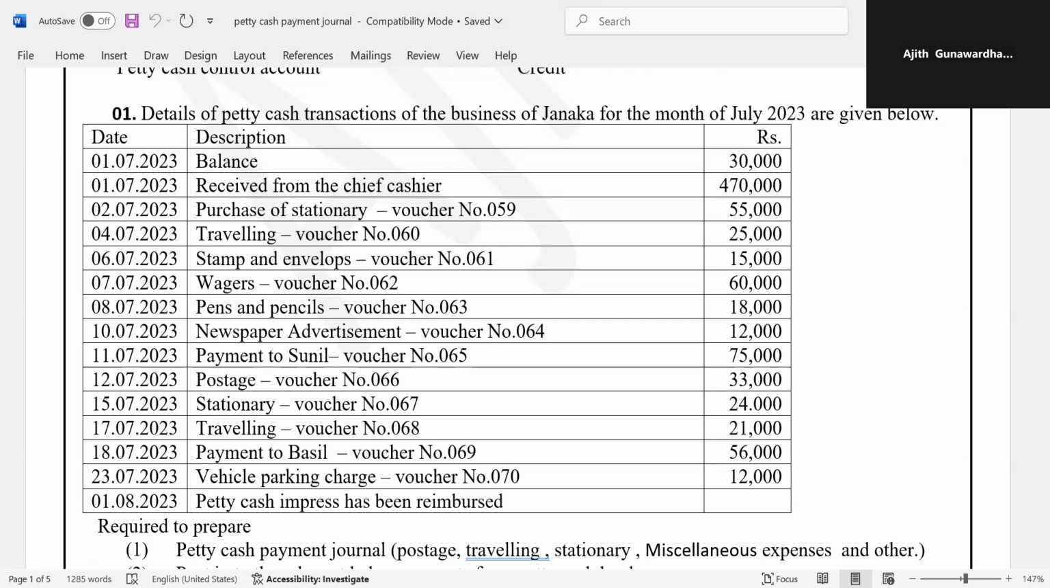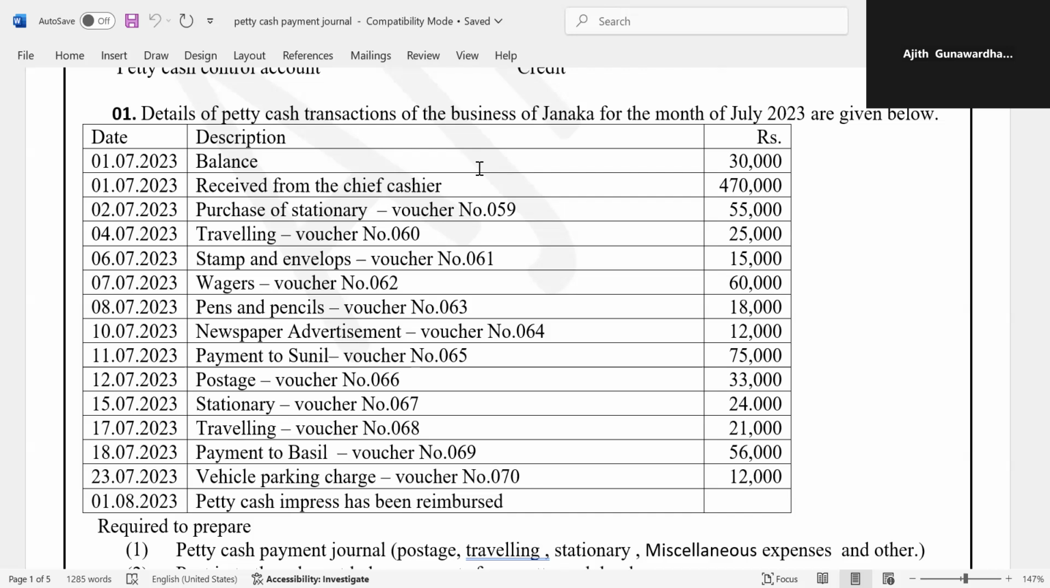Given from the beginning, the opening balance is also given. As well as the second transaction, received from chief cashier. Received from chief cashier also should be recorded in the petty cash control account, not the petty cash payment journal. The petty cash payment journal should record only payments, a small amount of expense paid in cash. Therefore, transaction numbers 1 and 2 are not relevant for the petty cash payment journal. They are relevant when preparing ledger accounts. Those should be recorded in the petty cash control account.